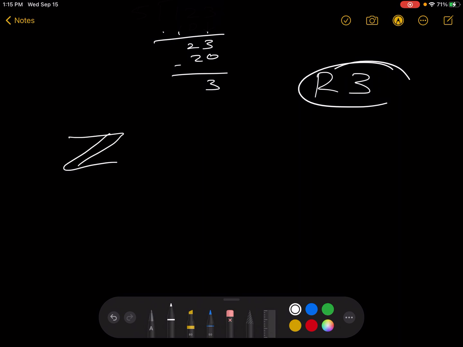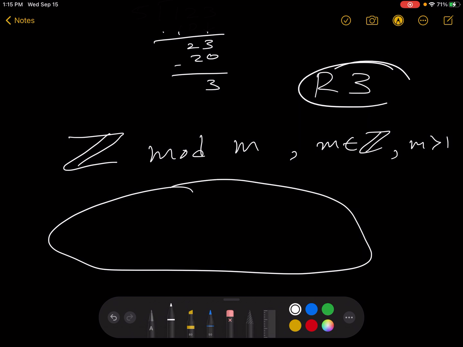All right, now in general, if we're not doing mod 5, the integers mod m, where m is an integer bigger than 1, if we're just modding by m, then we have the numbers 0, 1, 2, 3, all the way up to m minus 1. Those are the only numbers mod m.